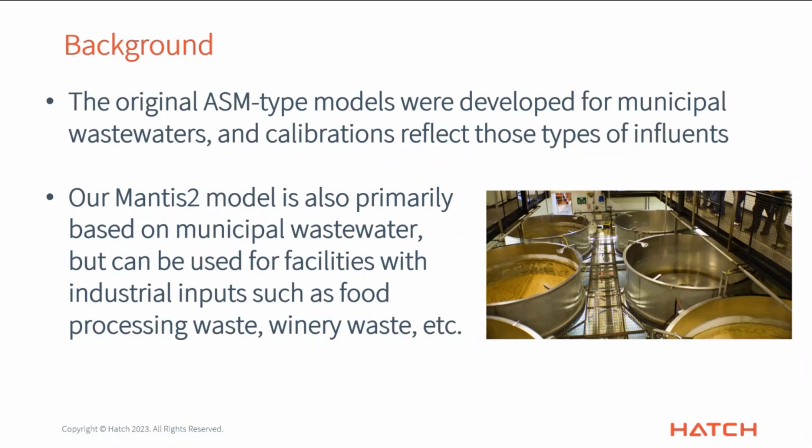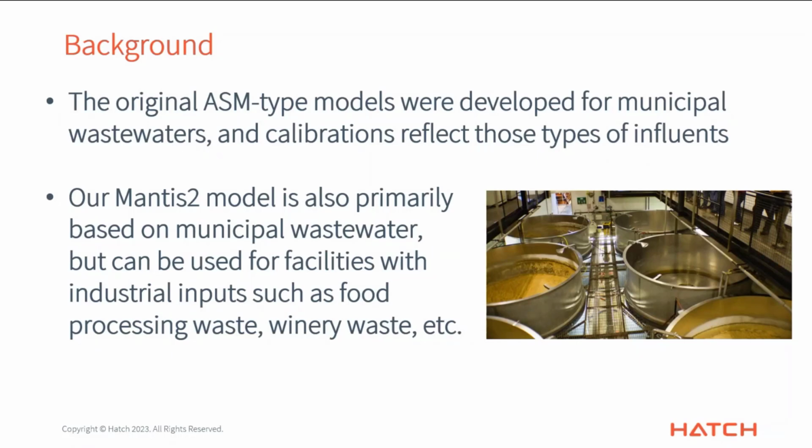Okay, so the original ASM type models, ASM1, ASM2D, that whole structure that we've adopted and developed in GPSX, these were developed back in the day in the 80s and 90s around the concept of municipal wastewater. So the calibrations of those models really reflect those types of inputs. Now that doesn't mean that you can't use it for industrial, but that's where the calibration starts from. Now our Mantis 2 biological model that is the standard, the default that you're using when you start GPSX and put stuff on the drawing board.